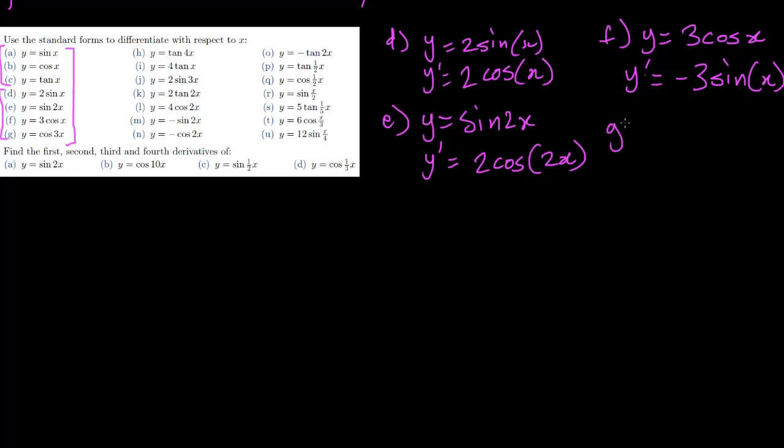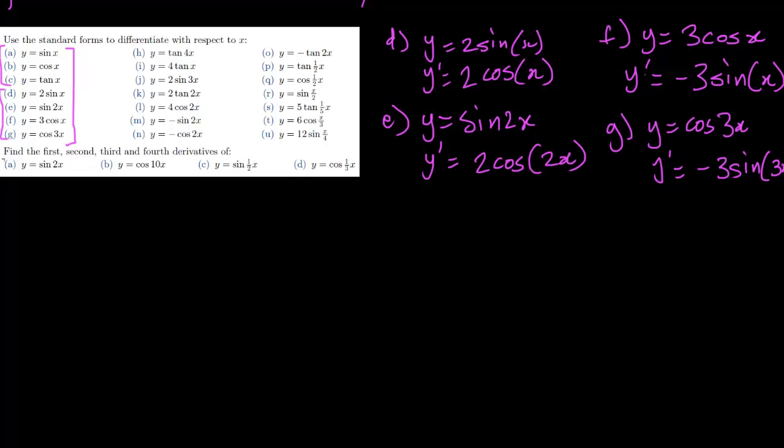Perfect. And now lastly we'll do G, which is y equals cos 3x. Again, the 3 comes outside to make it negative 3 sine, and you keep the 3x the same inside. So these are the answers for these 4 questions. Feel free to do the rest. It's pretty much the exact same thing, and that's pretty much it.